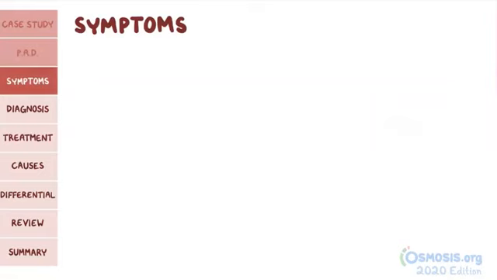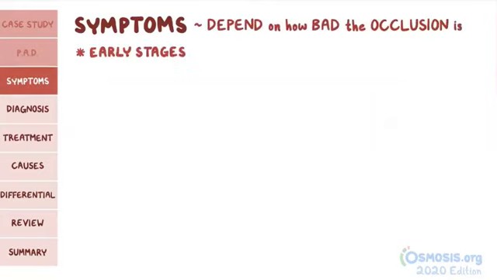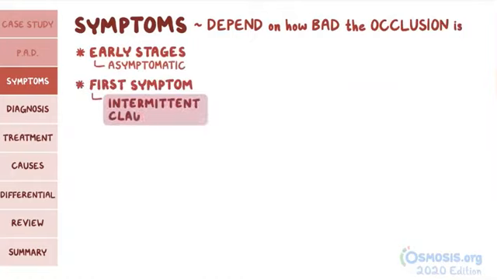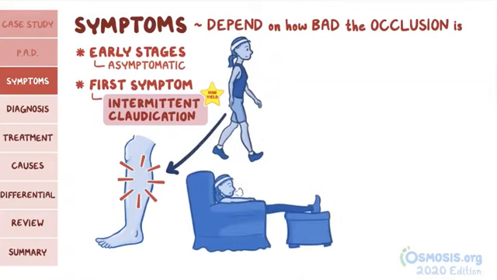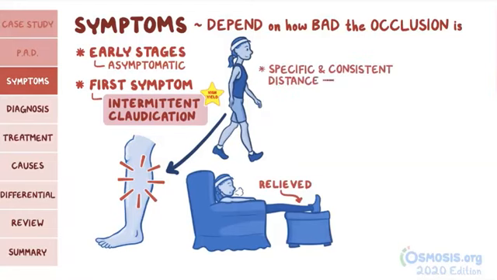The symptoms of peripheral artery disease depend on how bad the occlusion is. In the early stages of the disease, individuals may be completely asymptomatic. One of the first symptoms is intermittent claudication. This is characterized by cramping pain in the affected area that comes about during exercise and is relieved with rest. Individuals often describe a specific and often consistent distance that brings about the pain, such as walking 2 blocks.